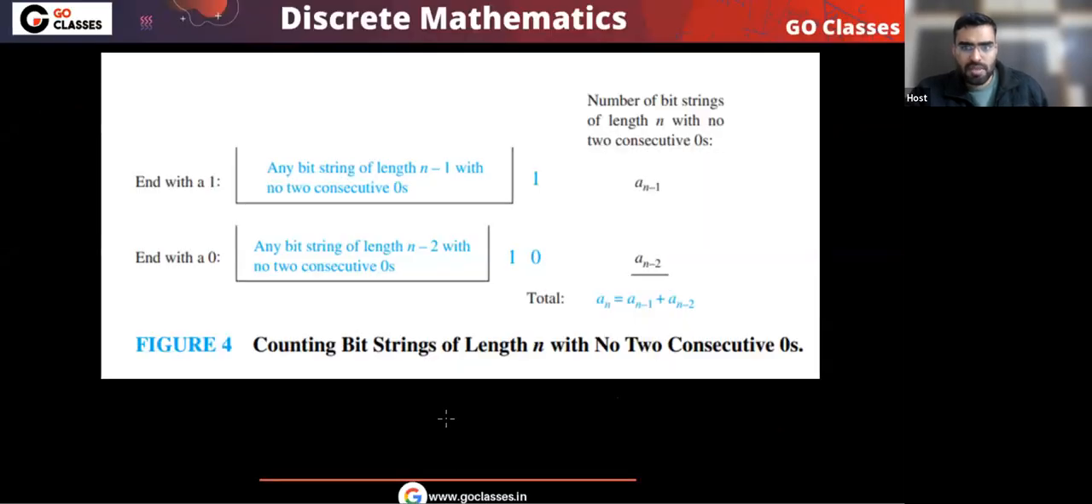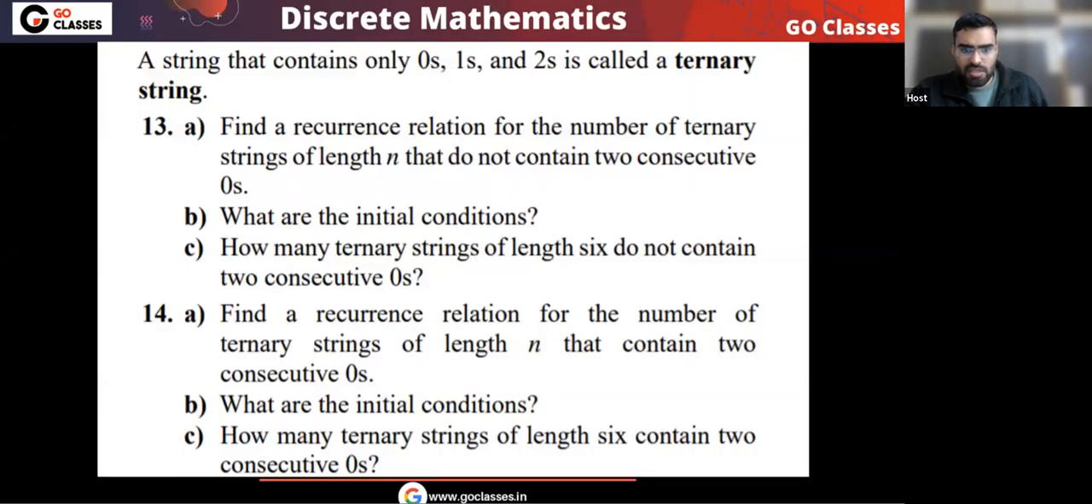Anyway, this is the idea. Let's see one more question. Can you try this question? Question number 13. Can you try this?